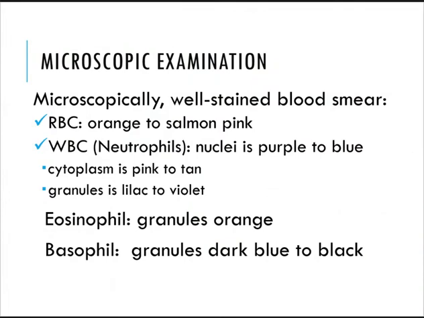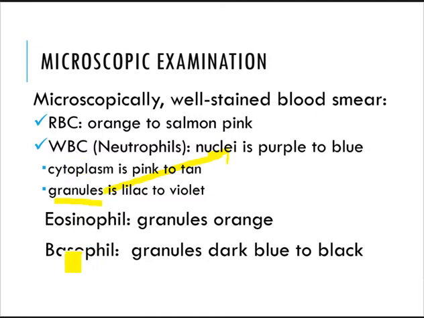Okay, next we have your microscopic examination. So, microscopically, in well stained or perfect peripheral blood smears, your RBCs are orange to salmon pink, while your WBCs, basically your neutrophils, are predominant. The nuclei is purple to blue, while in your neutrophils the cytoplasm is pink to tan, while the granules inside the nuclei are lilac to violet. So we're going to take a look at that later on.